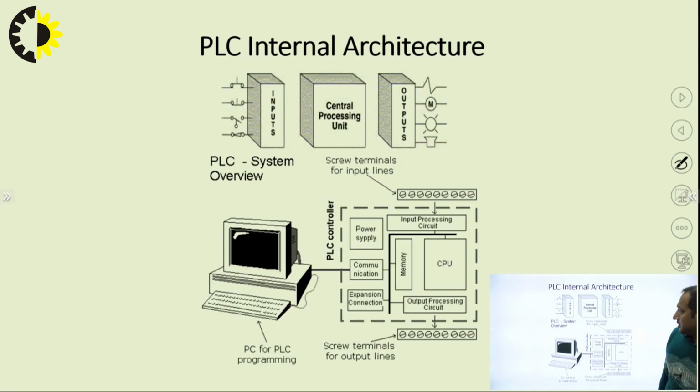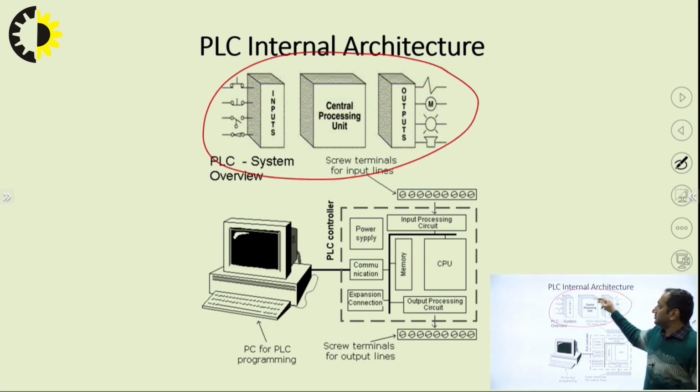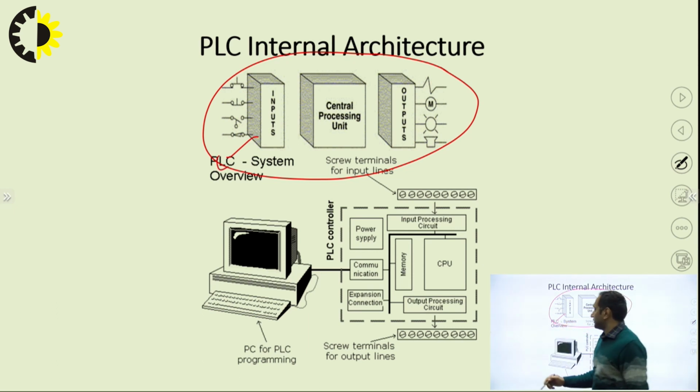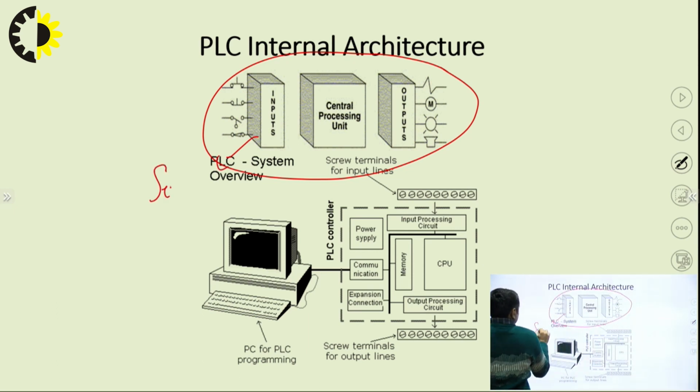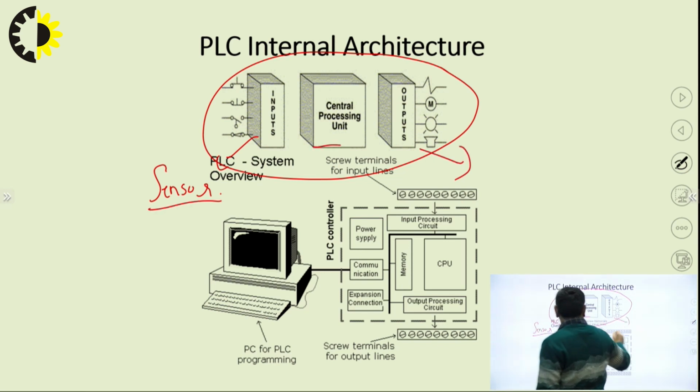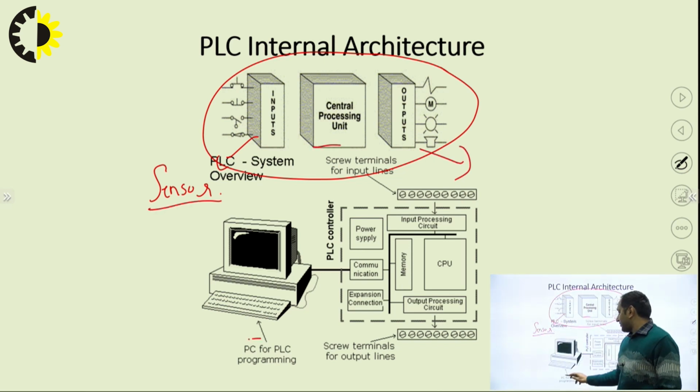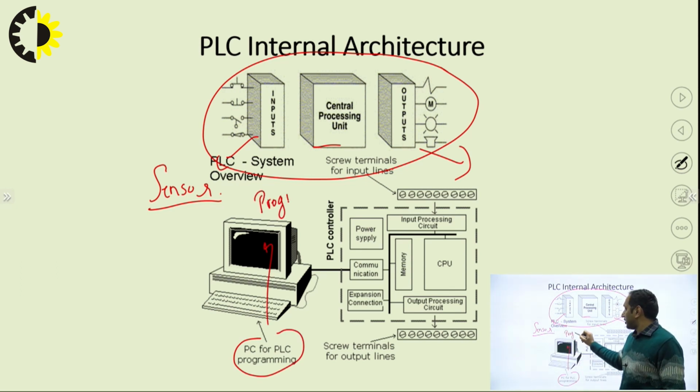Now, PLC architecture. The PLC architecture is like this. There is an input device; input can be in the form of a sensor. There is a CPU and there is an output device. There is a PC for programming, and there is a requirement of a PC so you can program the logic into the PLC.